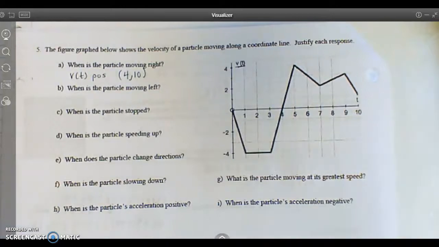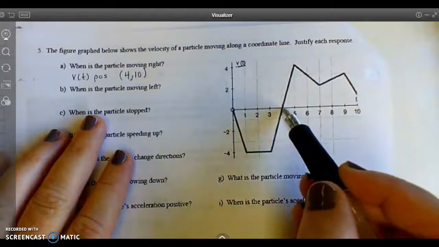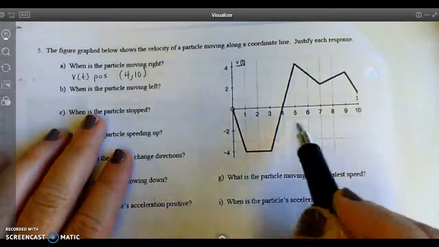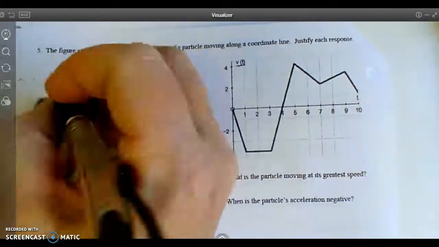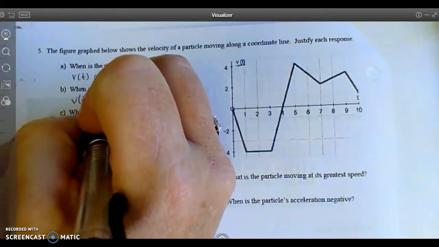And I'm putting parentheses because at the endpoints things are changing and we don't really know, so I'm just putting parentheses. When is the particle moving to the left? So if this is all positive, this would be the left part. This would be the negative, and that would be 0 to 4. And I'm writing why because I think that will help you understand later if you're looking at your notes.